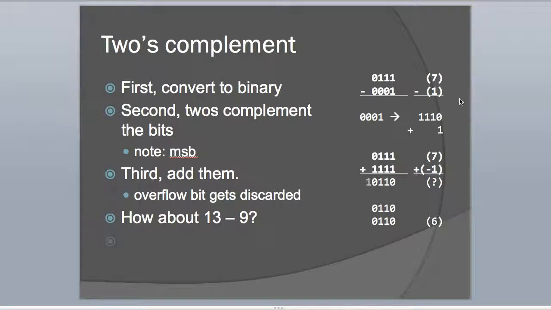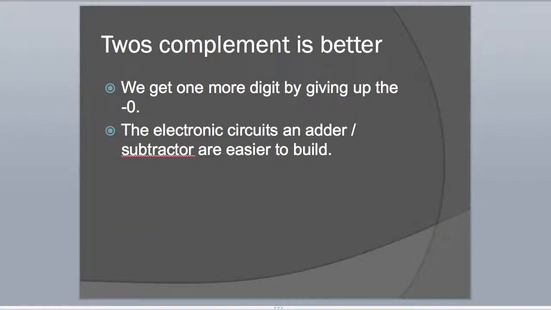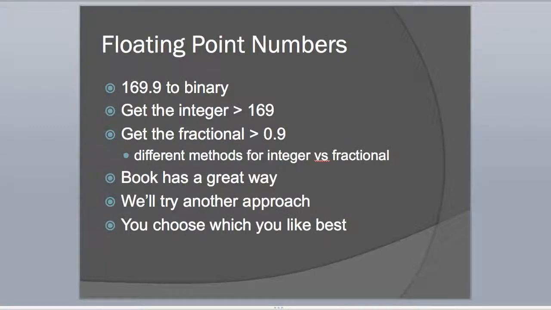I'm not going to re-record this thing because I'm well down the road to getting this done, and it's working out okay so far. Alright, so 2's complement is better. We get one more digit by giving up the -0, and the electronic circuits in an adder and subtractor are easier to build. Okay? So, what about floating point numbers? Well, let me discuss floating point numbers in the next part of the slide series. Okay?